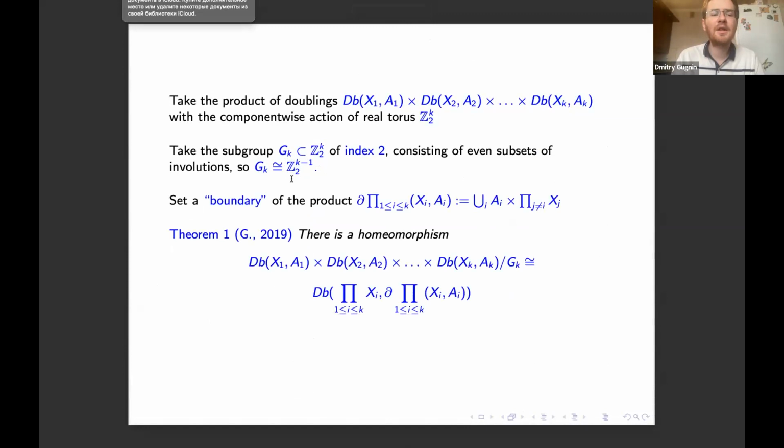Set just the boundary of the product of the pairs as it is usually done, when the boundary is the set of points where some coordinate lies in some Ai. And the first theorem is that if you take this product of doublings and take the quotient space by the group GK, then it is again a doubling of this space.